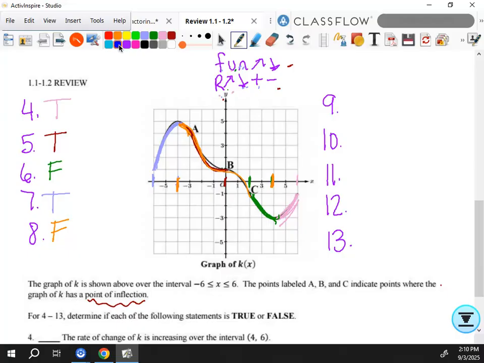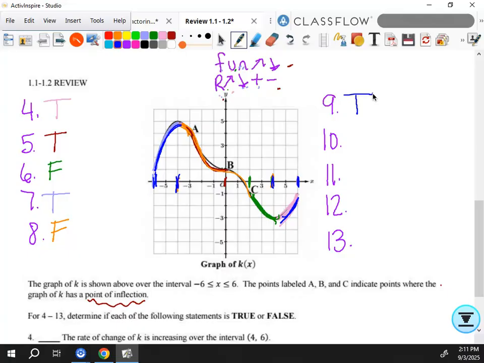I'm going to go through this quickly, but if you need clarification, just holler, make sure I'm paying attention. All right, number 9, K is increasing over the intervals. So from -6 to -4, is the function K increasing right here? Yes. And then from 4 to 6, is the function increasing? Yes. So that makes that true. Okay. Everybody good? All right.